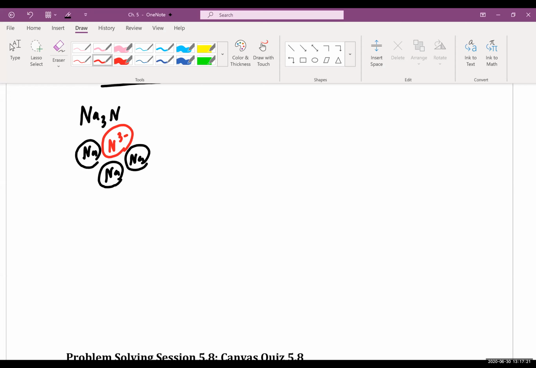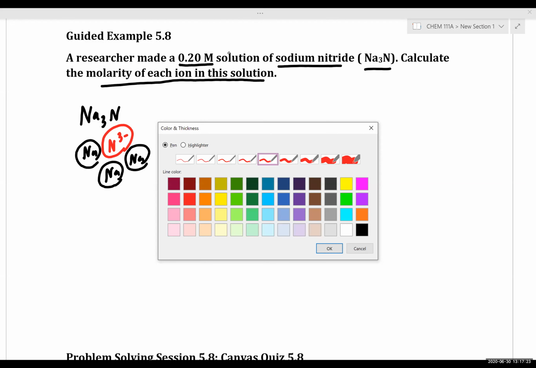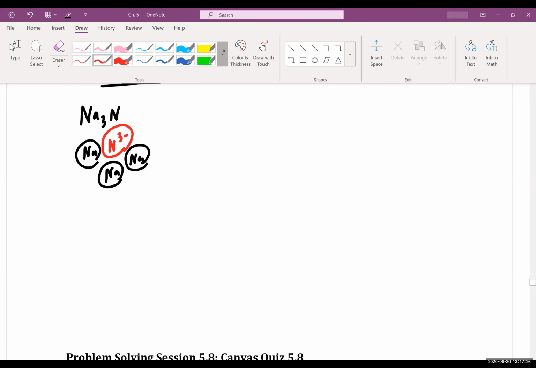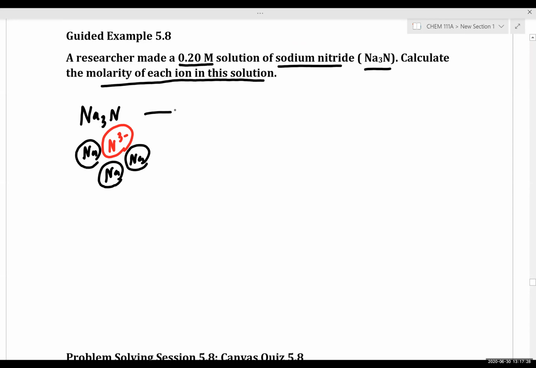Okay, so sodium nitride, whoops, one moment. Let me just change the pen color.